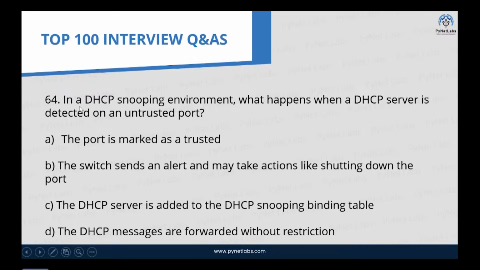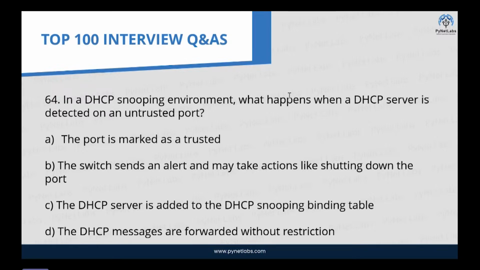Coming back to question number 64: in a DHCP snooping environment, what happens when a DHCP server is detected on an untrusted port? So guys, in a DHCP environment, DHCP snooping is basically a security feature which helps prevent rogue DHCP servers, meaning unauthorized DHCP servers, from distributing incorrect or malicious IP configurations to the network clients. The DHCP snooping feature is typically implemented on the switches. When a DHCP server is detected on an untrusted port, it poses a security risk and may provide incorrect or unauthorized IP addresses to the clients.